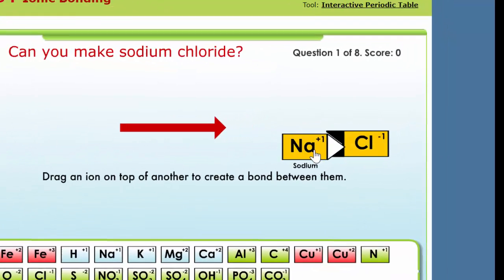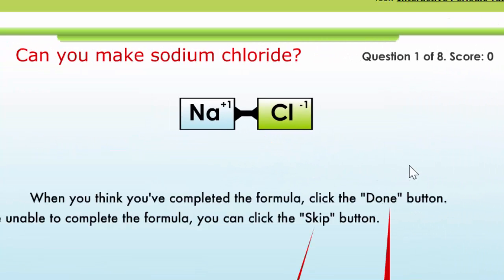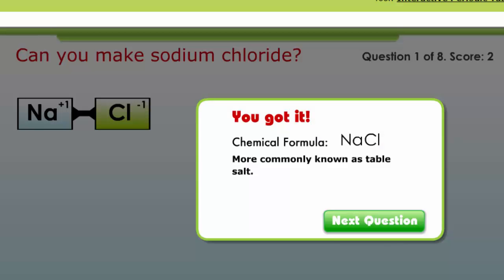When I bring those two together, they form a bond, and you'll notice that the positive 1 charge and the negative 1 charge cancel each other out. The way we would write this is NaCl, meaning I have 1 sodium, 1 chloride ion, and it's called table salt.